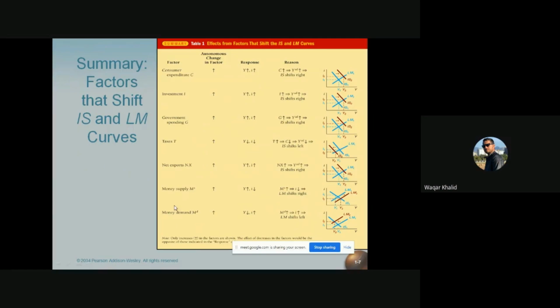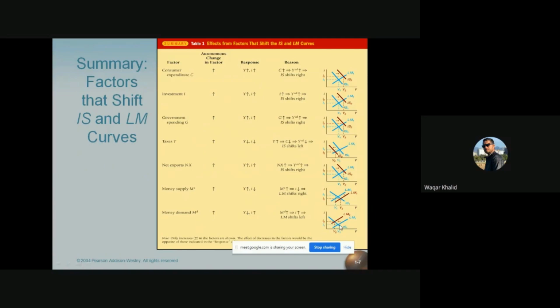But what about the money demand? If the money demand increases, Y will decrease and I will increase. It means that when the money demand increases, the interest rate will increase as well. So the LM curve will shift to the left side. You can see from here, from LM1 to LM2, output has decreased from Y1 to Y2, but the interest rate has increased from I1 to I2.